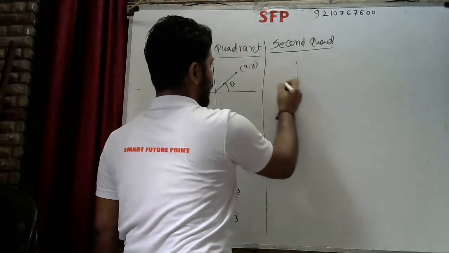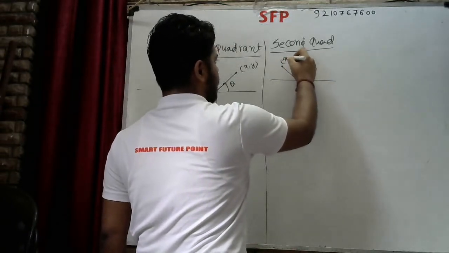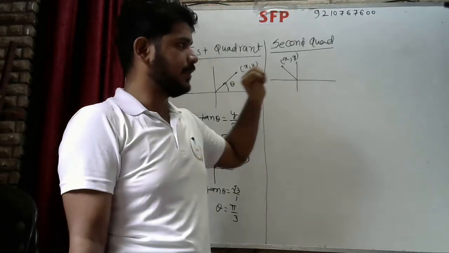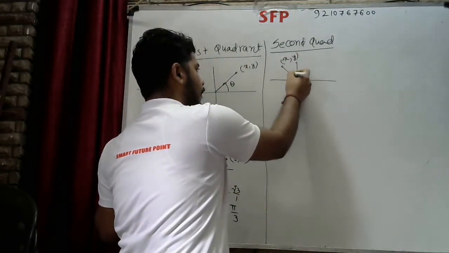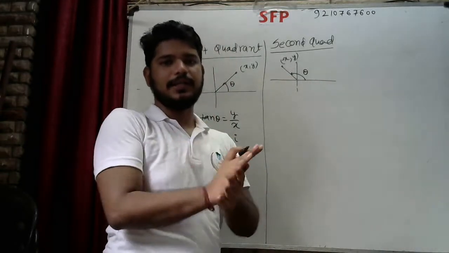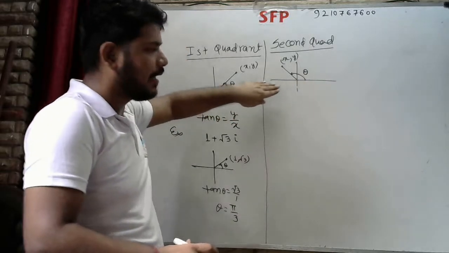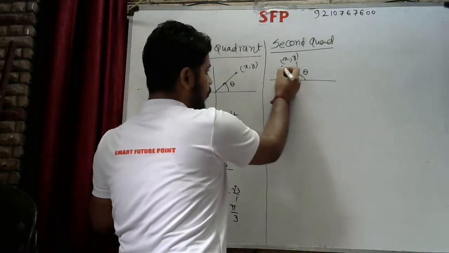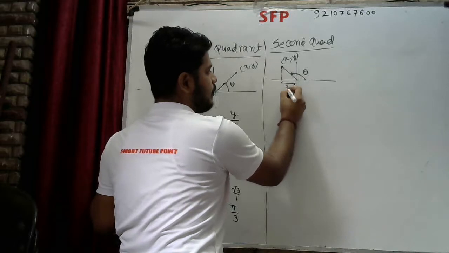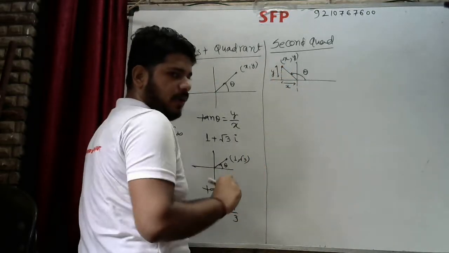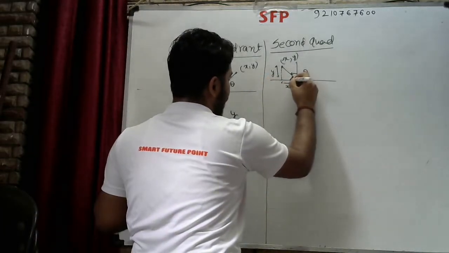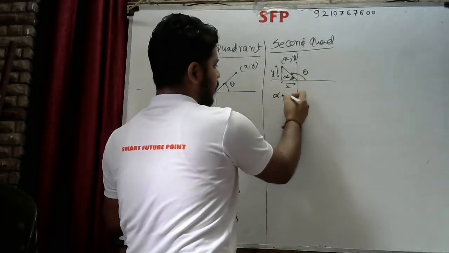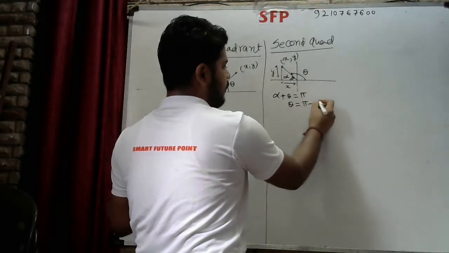In the second quadrant, suppose this is minus x. In the second quadrant, the real value will be negative, but the imaginary value will be positive. This is (minus x, y). This is theta. But you will find difficulty in finding this theta. We know this line makes an angle of 180 degree or pi radians. So I will find this angle because it is very easy to find. We know this length is your x, this length is your y. Suppose this angle is alpha. If we find alpha, we can easily find theta because alpha plus theta is pi. Theta will be pi minus alpha.